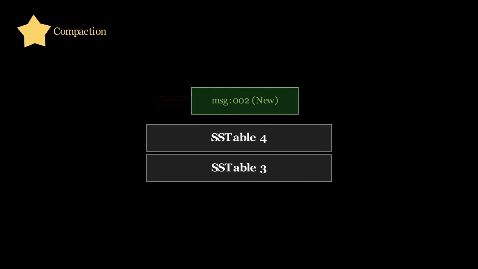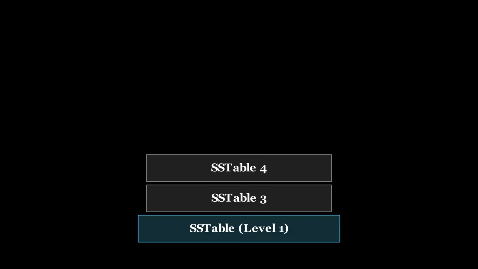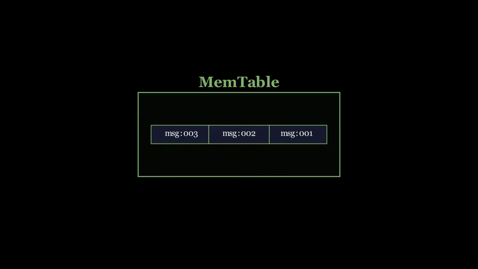Over time, SS tables pile up, and that's where compaction comes in, a background process that merges SS tables together. Same key in two tables. Newer version wins, and the old one gets discarded, leaving cleaner, more compact files organized into levels, all while writes keep coming in. Reading is the honest trade-off.